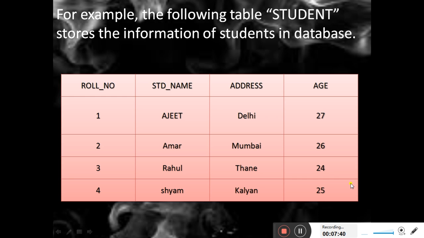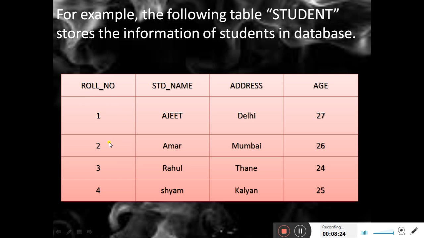Now this is one example. For example, the following table student stores the information of the student in the database. The column names are roll number, student name, address and age, and the rows are roll number 1, Ajit, Delhi, 27. This is the record of roll number 1, this is the record of roll number 2, this is the third record, this is the fourth record, right? And the field names are roll number, student name, address and age. So a table is a combination of rows and columns. Rows are called records and columns are called fields.